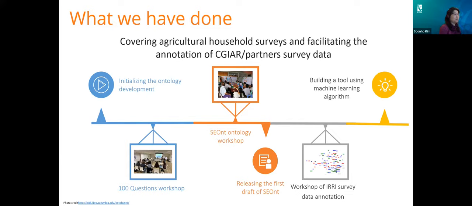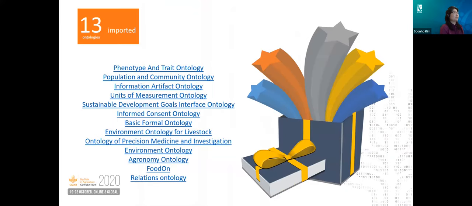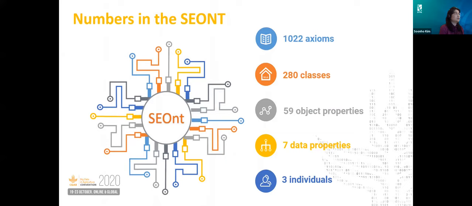We also held another workshop with people from ED to annotate the ED's dataset. And we are also working on building a tool that uses natural language processing to extract concepts from the questionnaires. In terms of the number of ontologies, as I mentioned before, we have 13 ontologies imported from existing ones. That's the list of the ontologies. Let's talk about numbers. We have 1,022 axioms, 280 classes, 59 object properties, 7 data properties and 3 individuals.